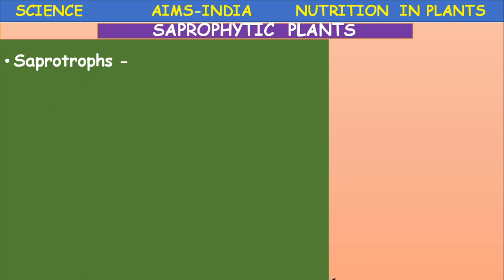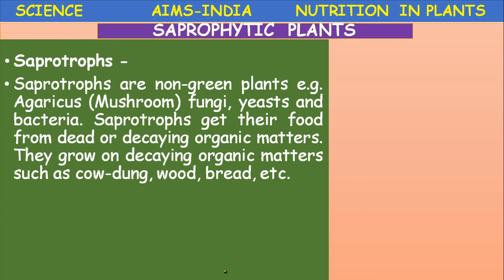saprophytic plants or saprotrophs. What are saprotrophs? Saprotrophs are also non-green plants. Example: Agaricus or mushrooms, fungi, and yeast and bacteria come under saprotrophic nutrition. The saprotrophs get their food from dead or decaying organic matter. They grow on decaying organic matter such as cow dung, wood, bread, etc.